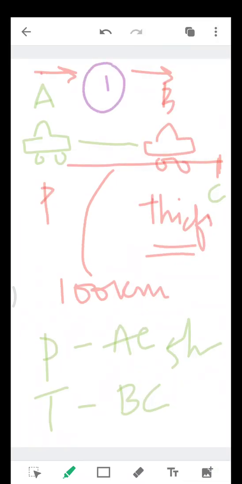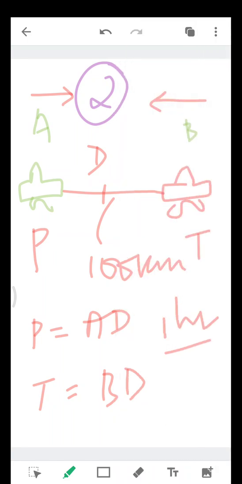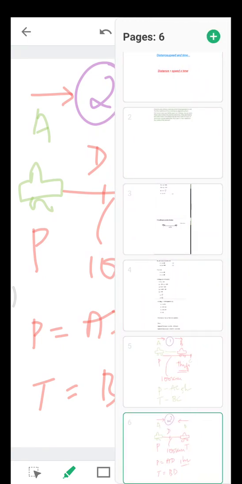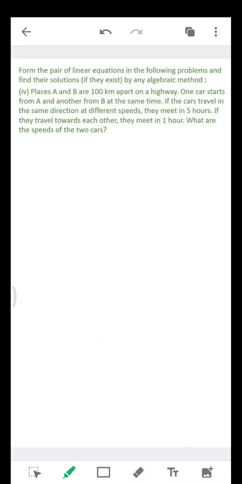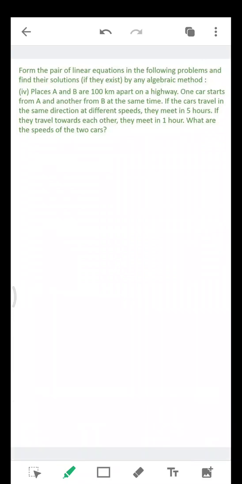Hope the story is clear to you. First case, they were traveling in the same direction. Second case, they were traveling in opposite directions towards each other. Now coming to the question, let's see the cases here. If the cars travel in the same direction at different speeds, they meet in 5 hours. That is the first case. If they travel towards each other, they meet in 1 hour. This is the second case.